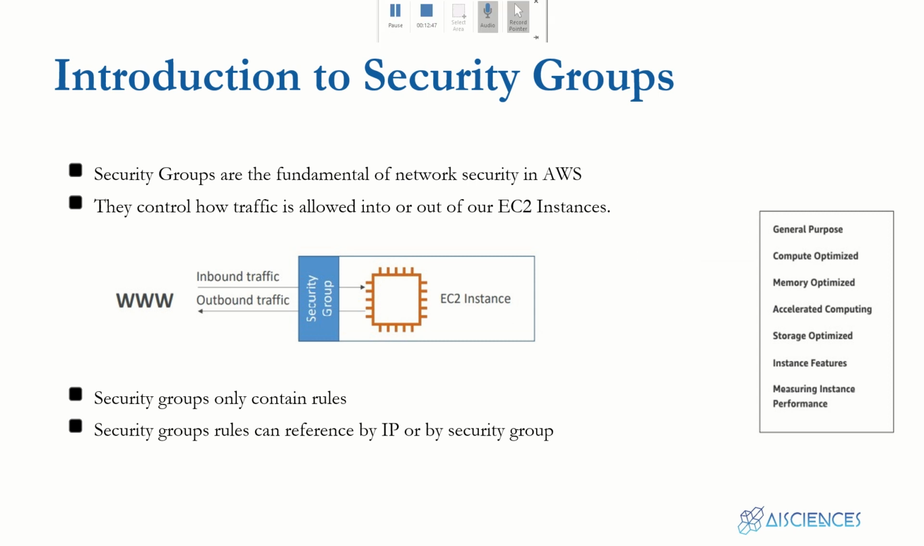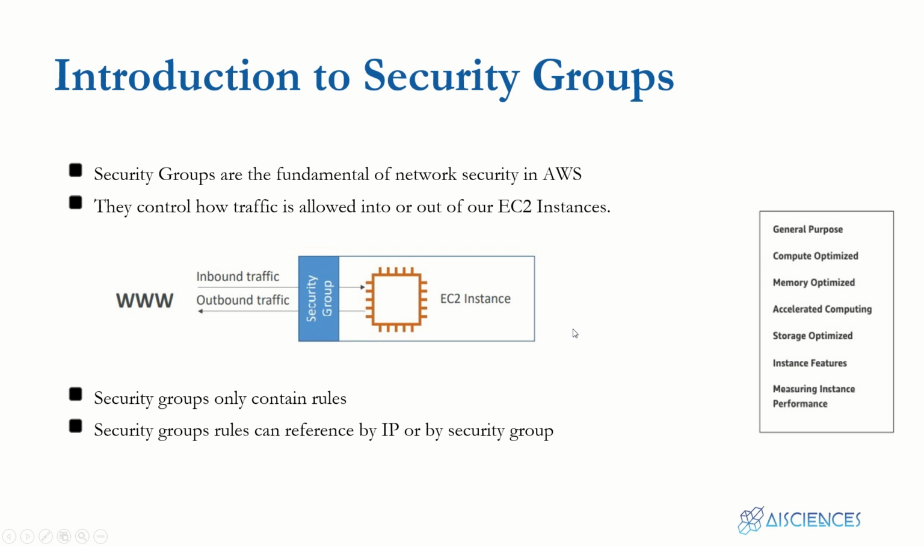Security groups are the fundamentals of network security in AWS. They control how traffic is allowed into or out of our EC2 instances. We have two types of traffic: inbound traffic, which originates from outside, and outbound traffic, which originates inside. Security groups only contain allow rules, and they can reference by IP or by security group.